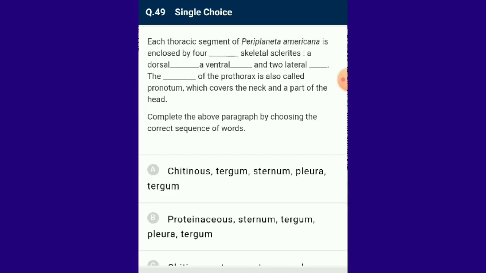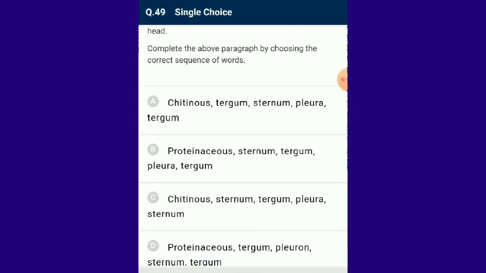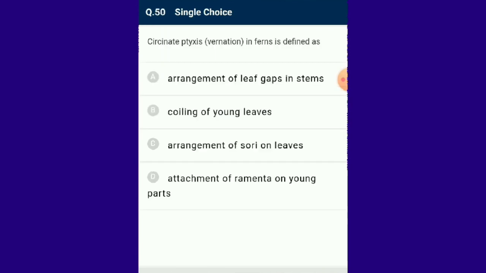Number 49. Each thoracic segment of Periplaneta americana is enclosed by four chitinous skeletal sclerites: a dorsal tergum, a ventral sternum, and two lateral pleura. The tergum of the prothorax is also called the pronotum, which covers the neck and part of the head. So the answer for this question is option A, the blanks.